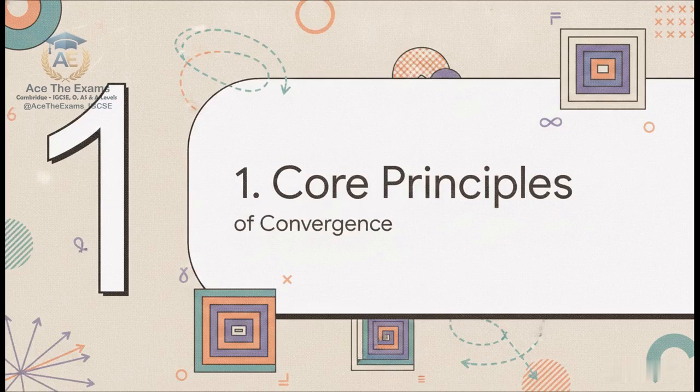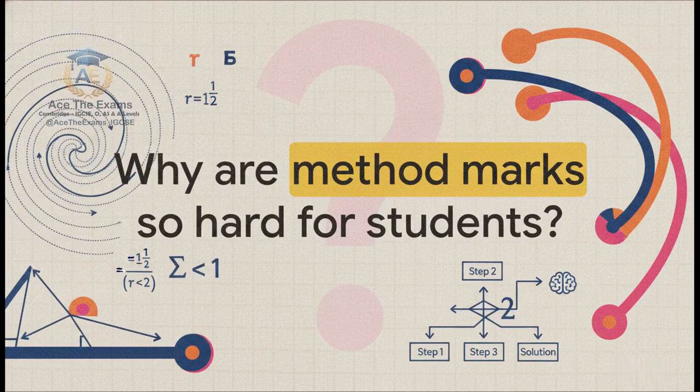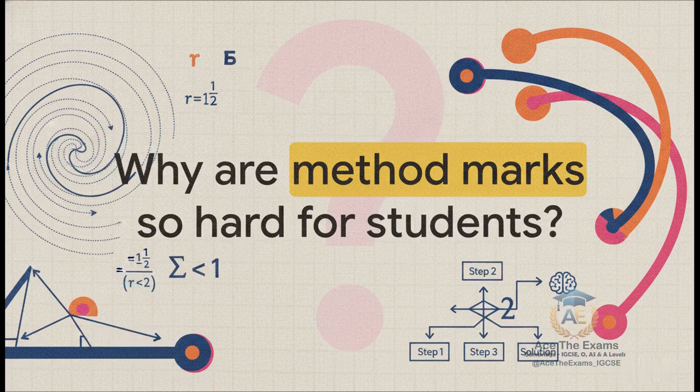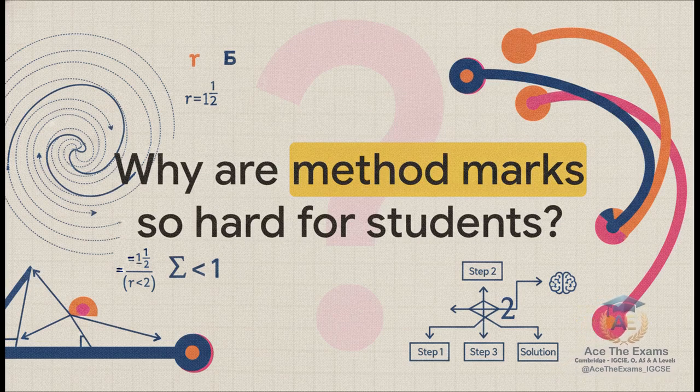Section 1. Core Principles of Convergence. So to stop bleeding these marks, we've got to establish the exact theoretical foundation examiners are actively hunting for when they scan your paper. Which really begs a specific question. Why do students find multi-stage analysis and method marks so incredibly hard for this topic? Well, it's because the Cambridge syllabus dictates that top-performing students have to show a connected conceptual understanding. You can't just treat these as isolated number-crunching exercises.